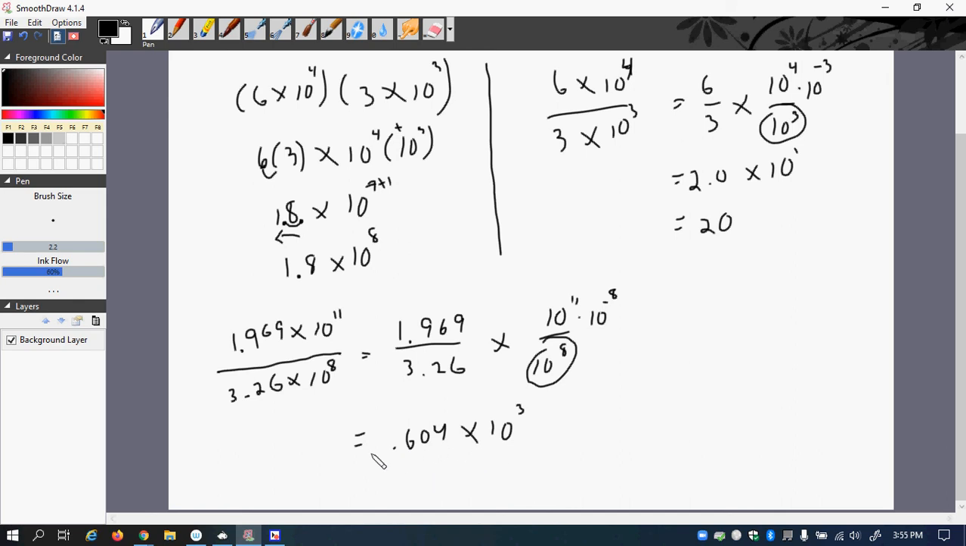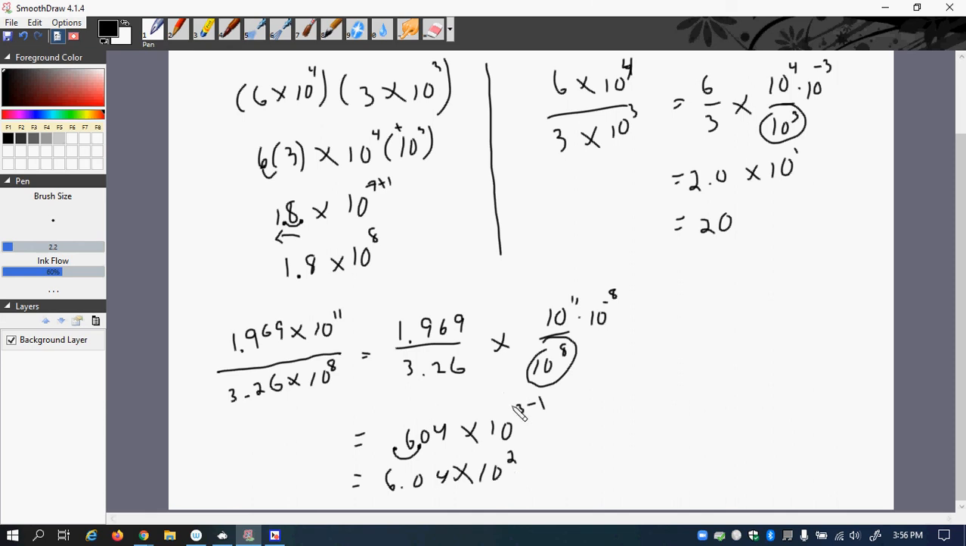But this is not scientific because it should be between 1 and 10. Or it can be 1 and up to 10, but not 10. So I'm going to have to take this decimal and move it here. And so I'm actually making this number bigger by moving the decimal. So that means I'm going to have to take 1 away when I do that so that it balances. So now I get 6.04 times 10 to the second is what I get.